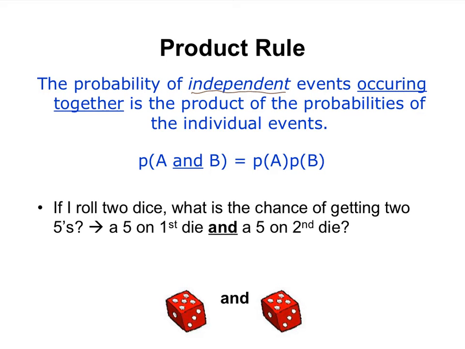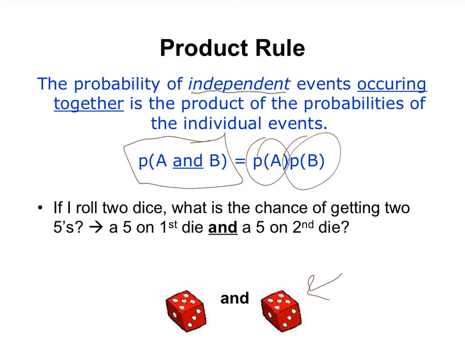So you take, what's the probability of A happening and the probability of B happening, and you do that in percentages, left in decimal form. You take those two decimals, you multiply them together, and that gives you the probability of both of them happening together. So if I roll two dice, what's the chance of getting 2 5s on these two dice, as you see here?